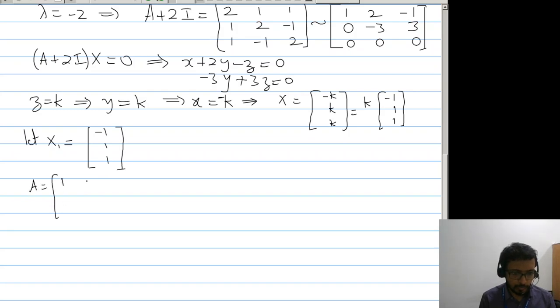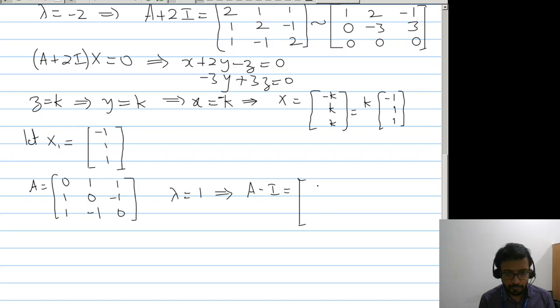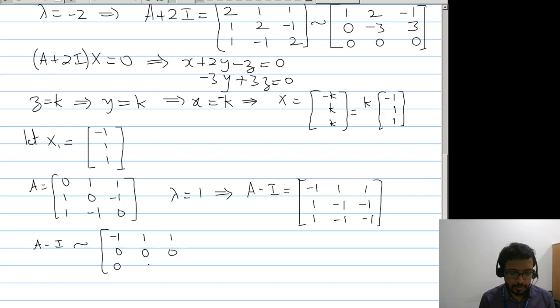Now A is 0, 1, 1, 1, 0, minus 1, 1, minus 1, 0. Now lambda equal to 1 implies A minus I equal to minus 1, 1, 1, 1, minus 1, minus 1, 1, minus 1, minus 1. So A minus I will be equivalent to minus 1, 1, 1, 0, 0, 0, 0, 0, 0.